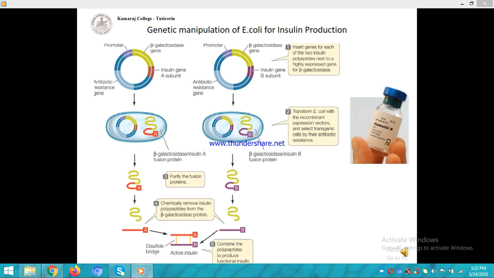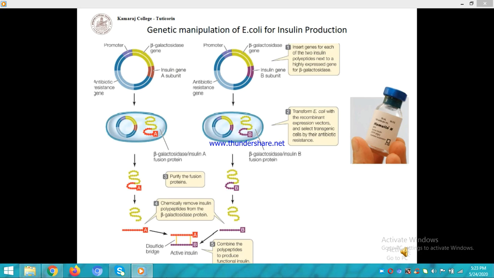In one plasmid we have to take the insulin gene A, and in the second plasmid the insulin gene B subunit. If you see the plasmid, it contains an antibiotic resistance gene, a promoter, the beta galactosidase gene, and the insulin gene A subunit in one plasmid, and the insulin gene B subunit in another plasmid. The insulin gene is located downstream to the beta galactosidase gene. So whenever the beta galactosidase gene gets expressed, the insulin gene also gets expressed. So this is the scenario of how we can produce insulin through E. coli.